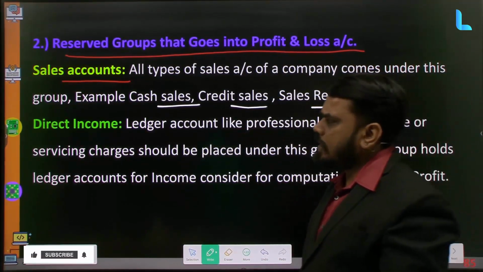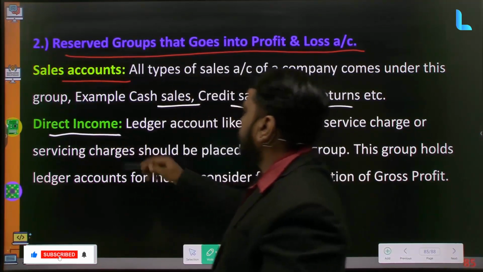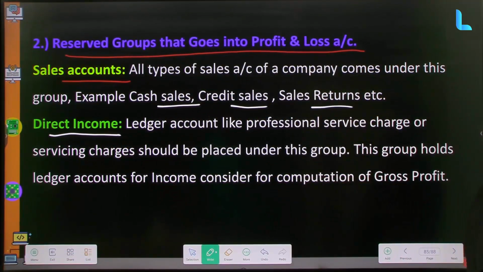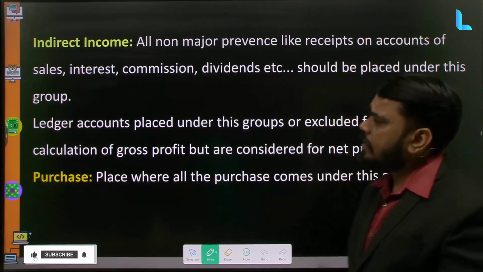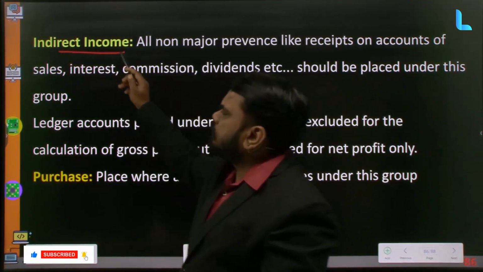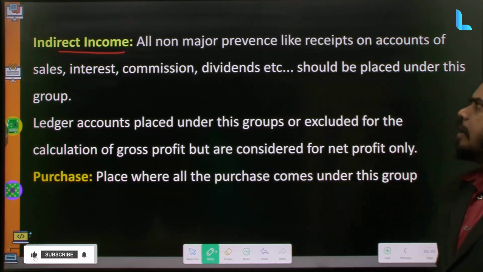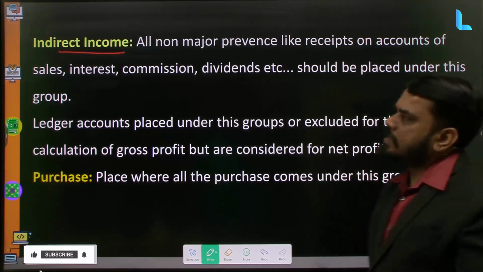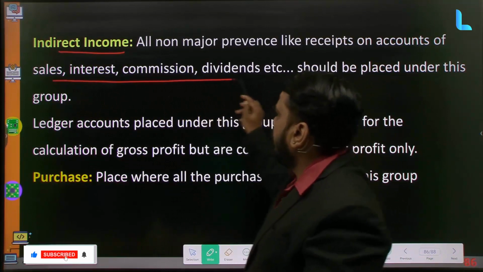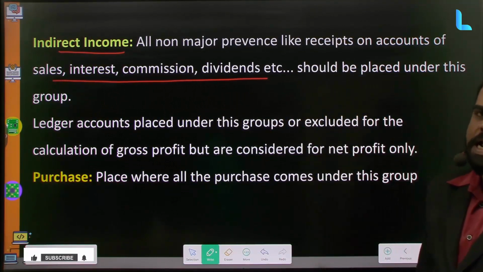Similarly, the next account group is called direct income. Ledgers like professional services charge or servicing charges are placed under this account group, which is called direct income, because this is considered for the gross profit and loss. Next is indirect income. In this account group, all non-major receipts of money towards the company are placed. Examples: interest, commission, dividends, etc. are all placed under this particular account group.